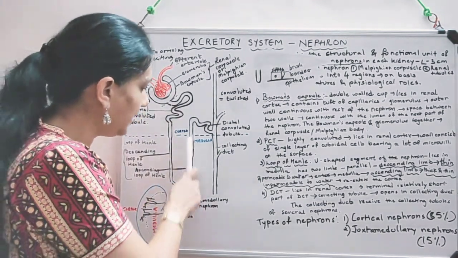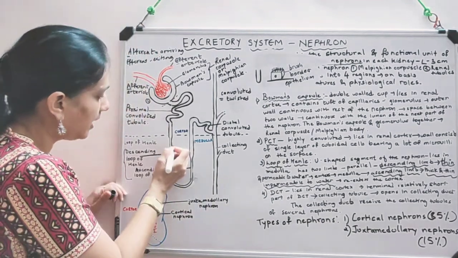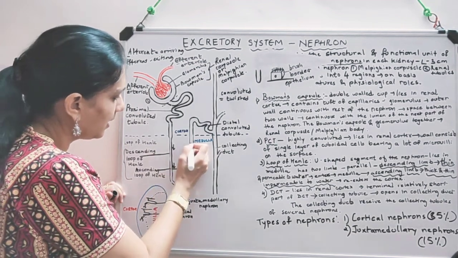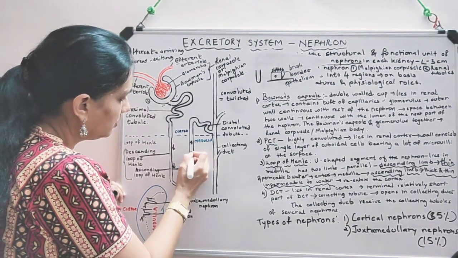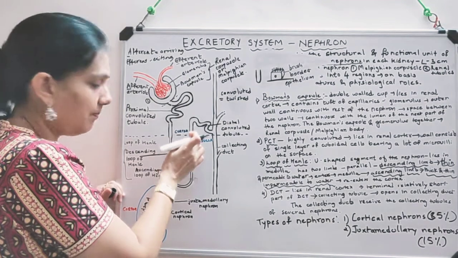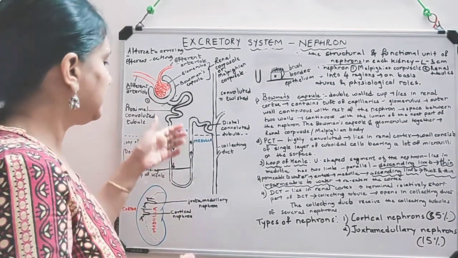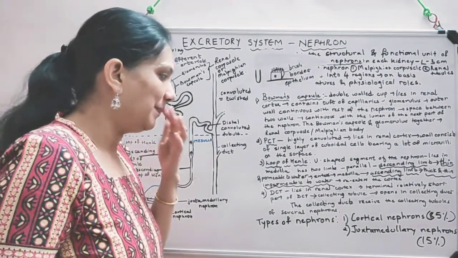whereas the ascending limb, you see, if I draw the arrows to show you the course, it would be like this, and over here it is like this. So this is ascending. The ascending limb is entering the cortex again. Now the next part is the DCT.